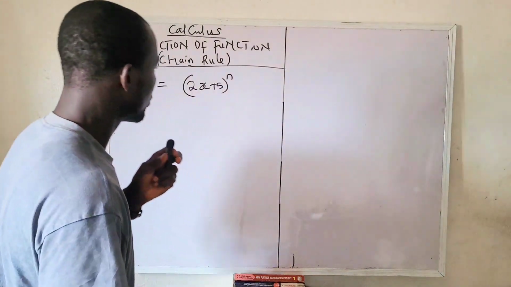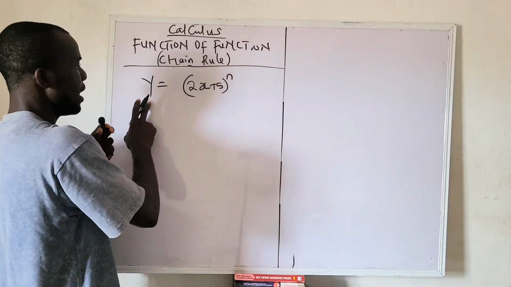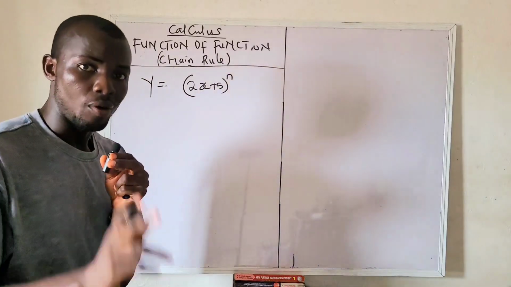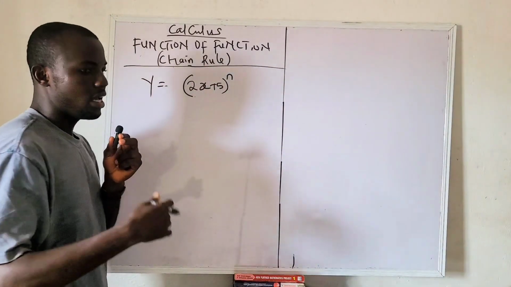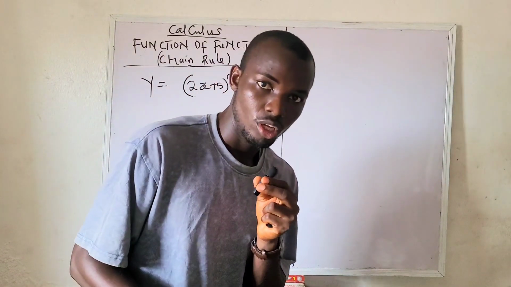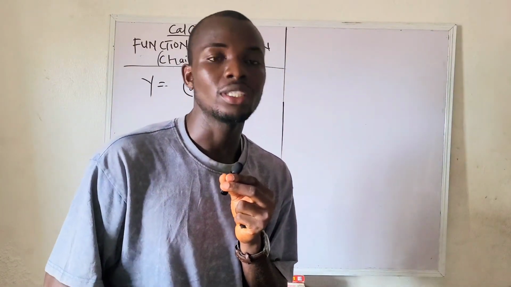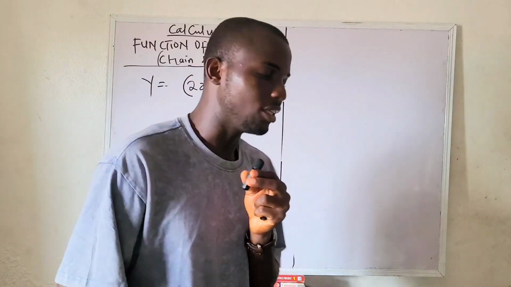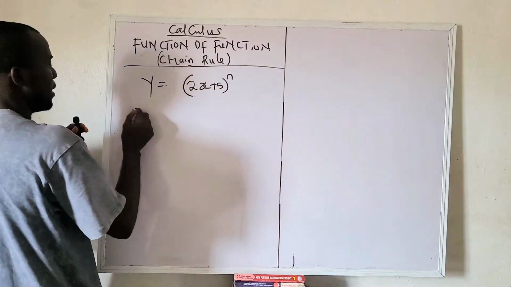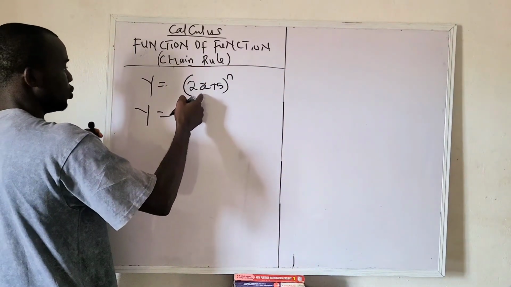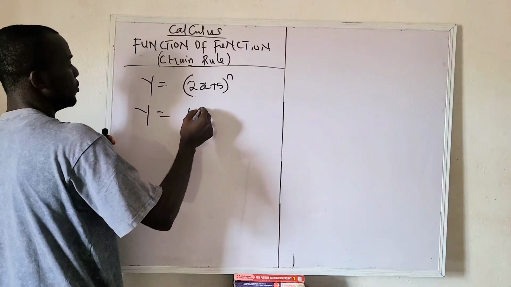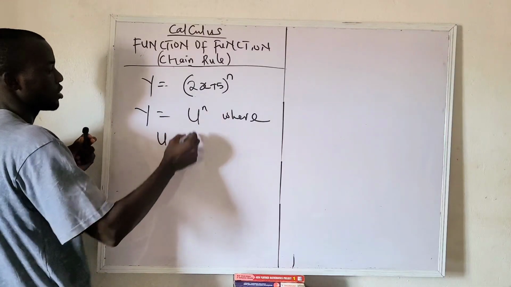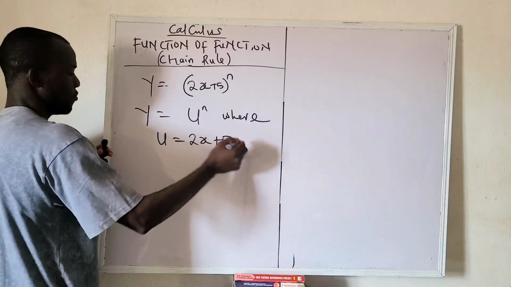Now, this function I have written down. You can see y is in terms of this entire function. However, this one inside can be written as what? As u, because u is a function of x. Or it can be written as v, where v is a function of x. So if I write it as u, y will be equal to u raised to power n, where u equals 2x plus 5.